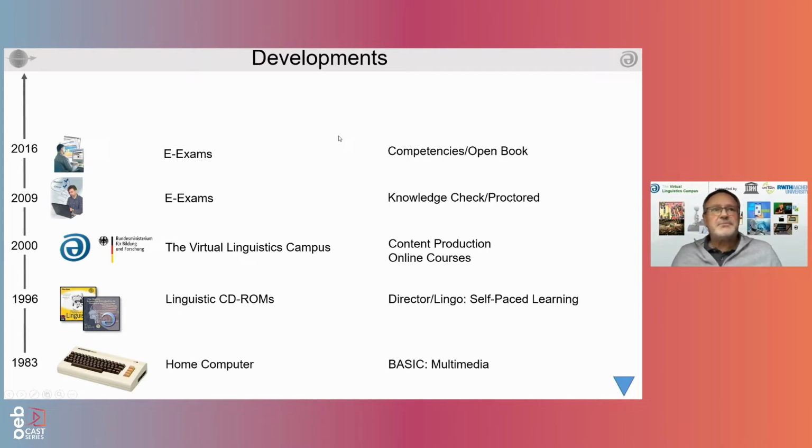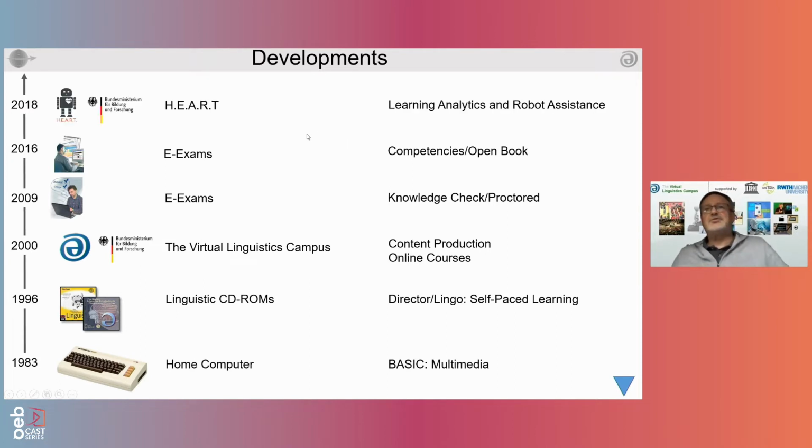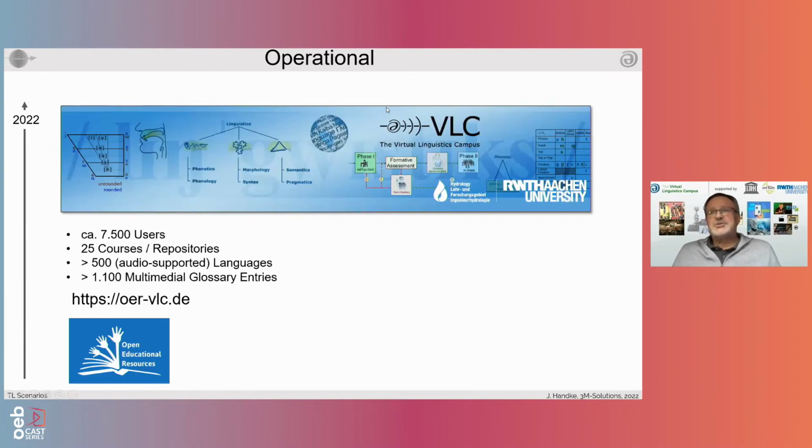Some of you might know my background, that we started using humanoid robots in 2018, but we had to stop this development with the rise of the Corona pandemic, because, believe it or not, humanoid robots are social beings just like humans, and contact was no longer possible. Today, we have the Virtual Linguistics Campus with these participants and courses and components.